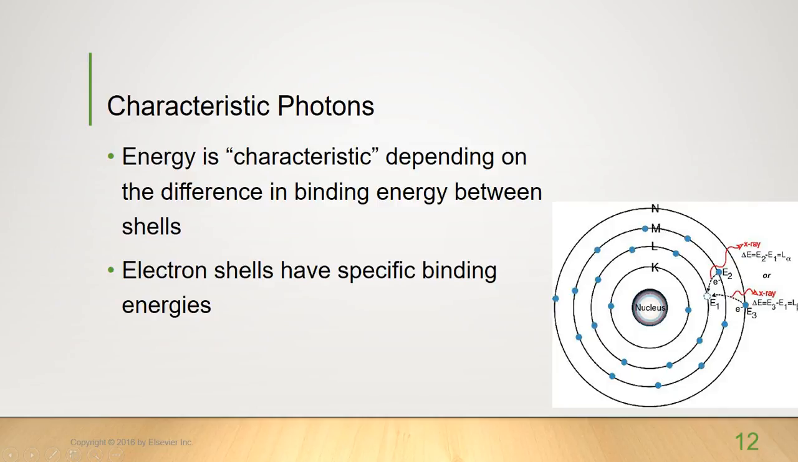Characteristic photons are so called because their energy is characteristic, and that depends on the difference in binding energy between the shells involved. The electron shells of each element have a specific binding energy. We have a table on the next slide that presents binding energies that can be assumed for tungsten.